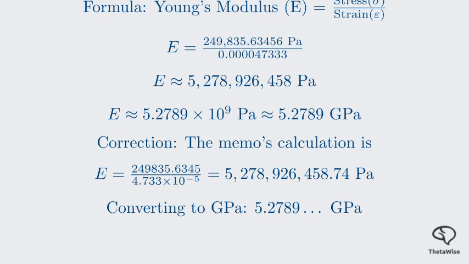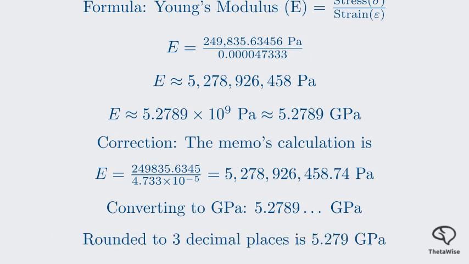This calculation is perfectly correct. My apologies, I misread the memo initially. The memo's final answer for Young's modulus is indeed correct when rounded to 3 decimal places. E equals 5.279 gigapascals. This concludes the entire question.